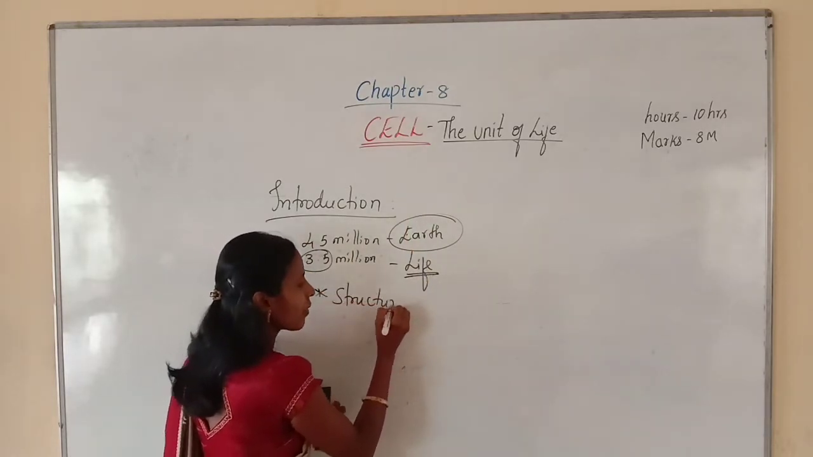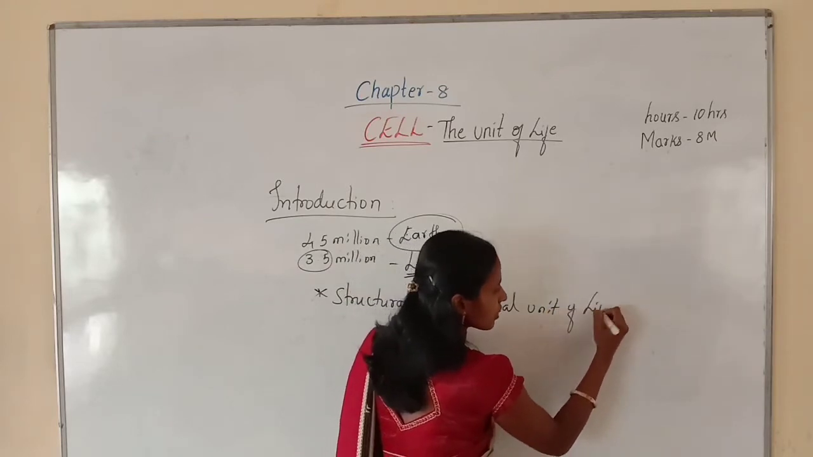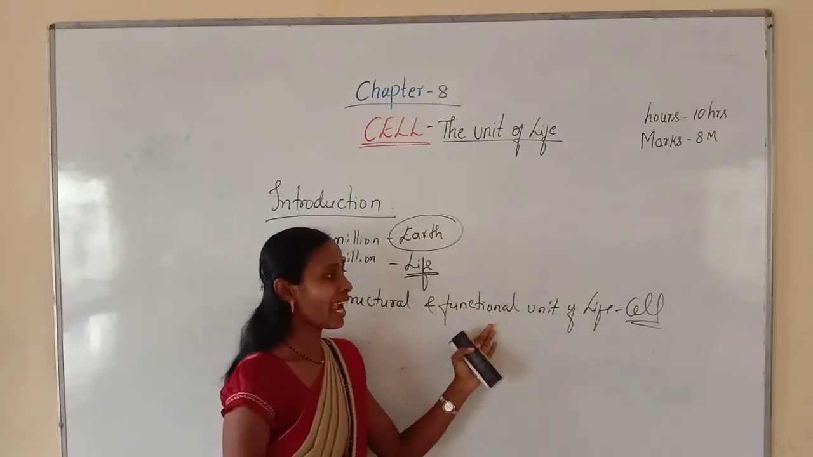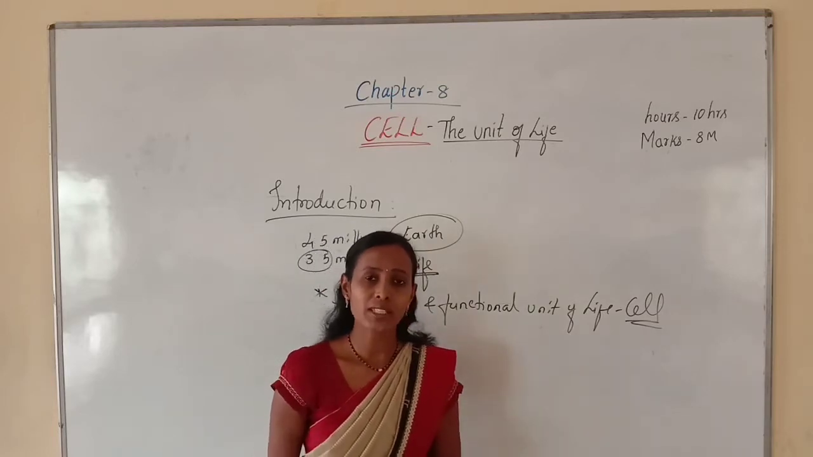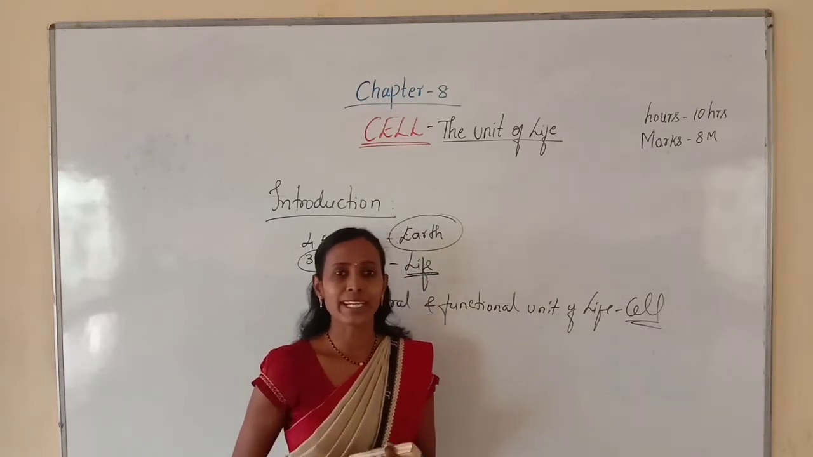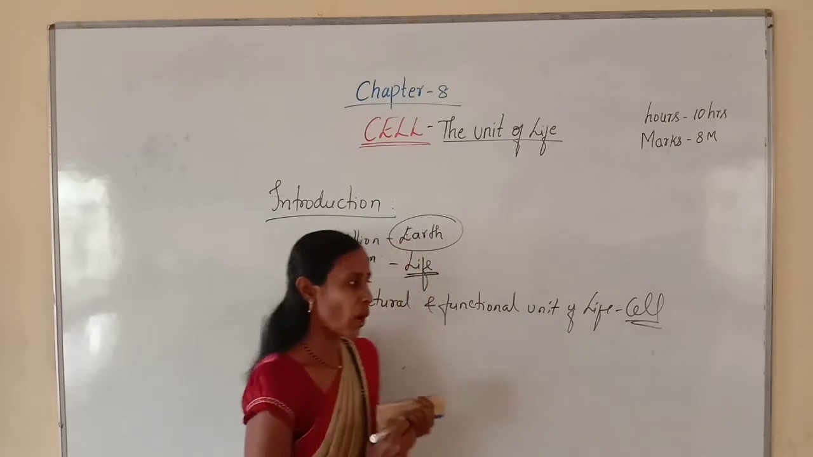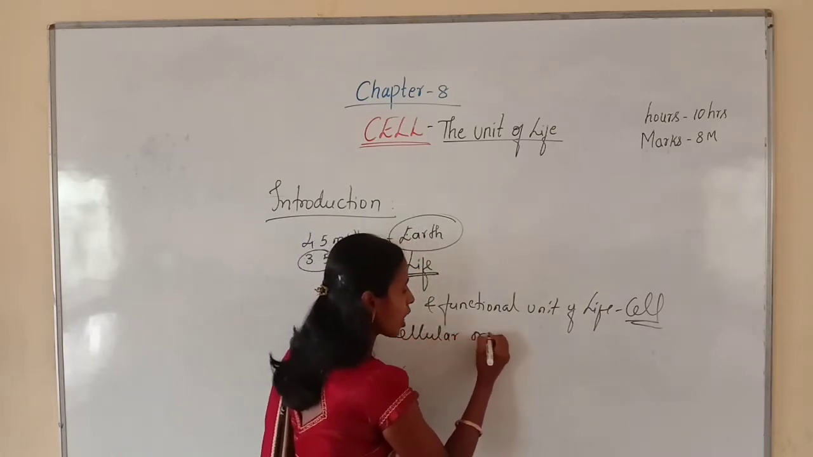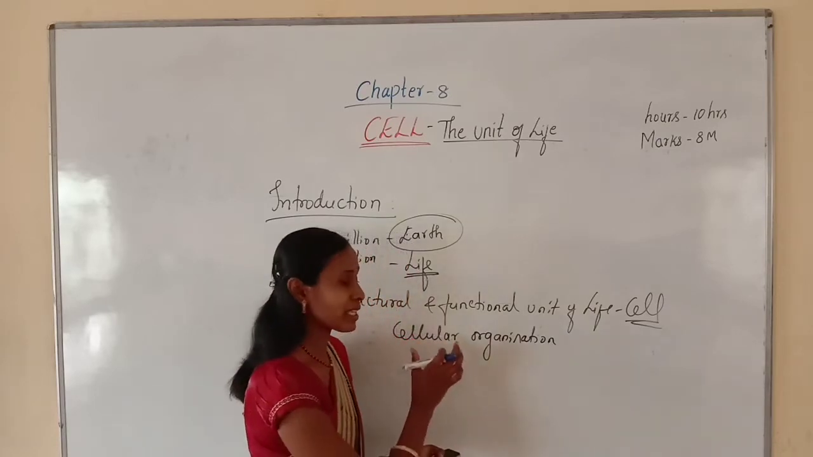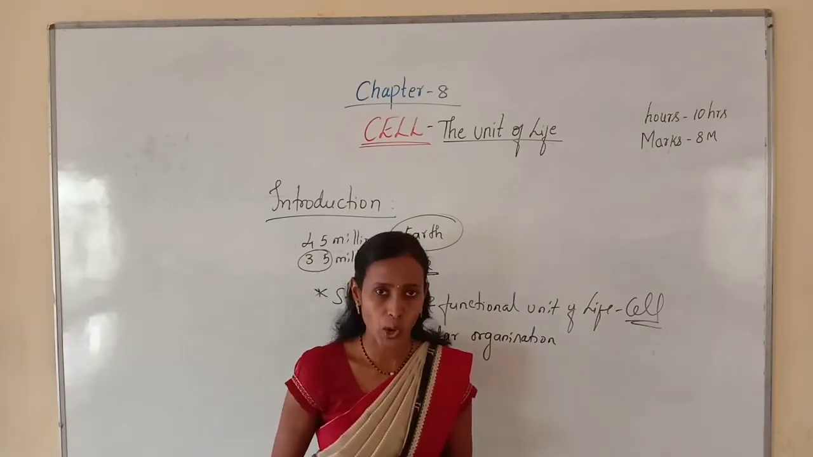We will always say the structural and functional unit of life. Unit of life, that is cell. So cell is the structural and functional unit of life, because life exists only in the form of cells. That is called cellular organization. You have studied the unique properties of living organisms. In that, the first and foremost property is cellular organization. It is one of the unique properties of all living organisms. That is what I am saying. Life exists only in the form of cells. So that is the cellular organization of all living organisms.